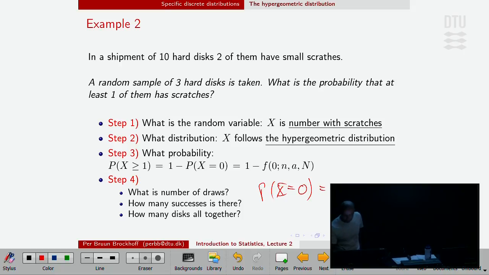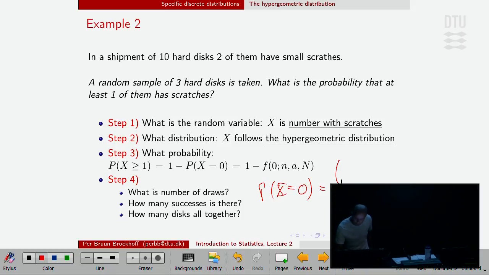How do I get this probability? Well, I am taking samples of 3 out of 10. So you can express the hypergeometric by this binomial coefficient if you know what it means. Because I take samples of 3 out of 10. 10 is the total number of hard disks. That is the total number of possible different samples of 3 you can make. How many of those comes with exactly 0 faulty ones?